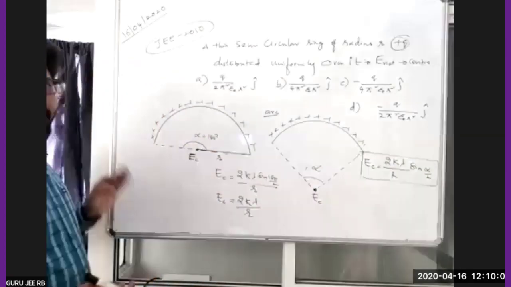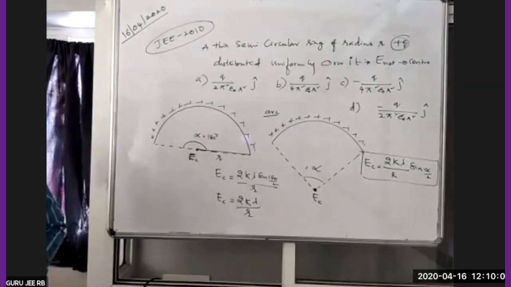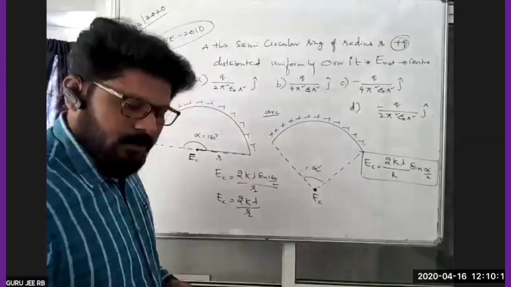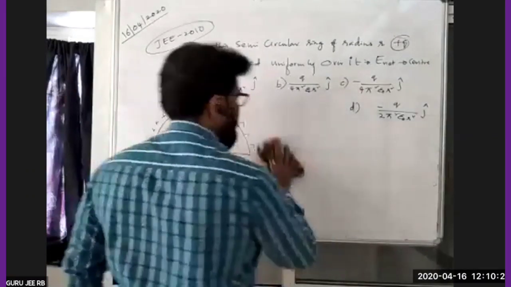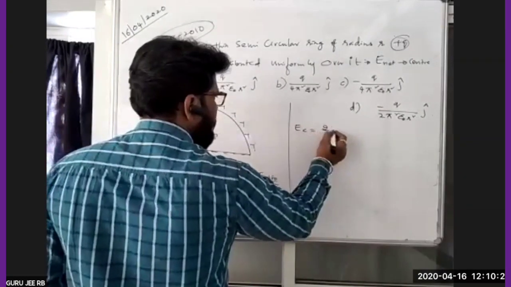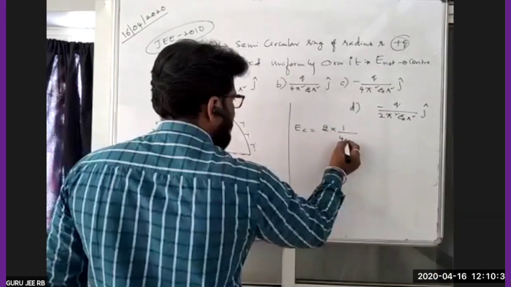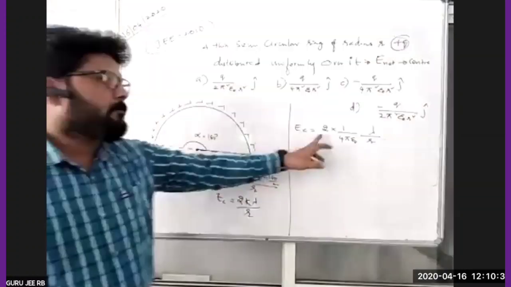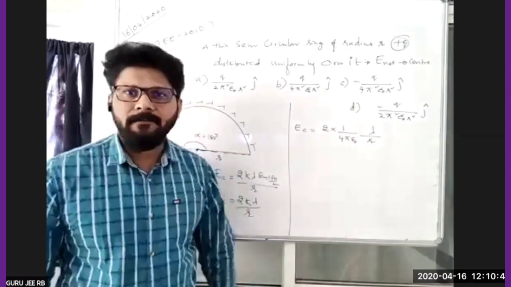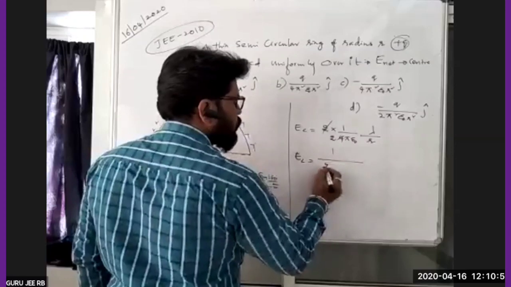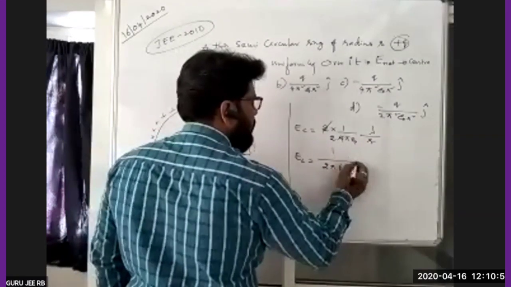But it is not in that form, right? Now what to do? It is not in that form. Now see, first we have to remove k. K is nothing but 1 by 4 pi epsilon naught. So E is equal to 2 into 1 by 4 pi epsilon naught into lambda by r. So the 2 cancels with the 4, and E at the center is 1 by 2 pi epsilon naught r into lambda.